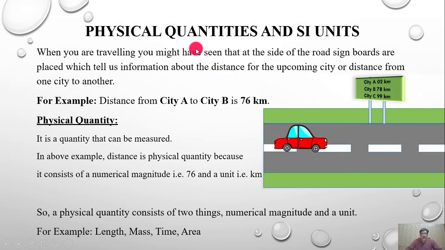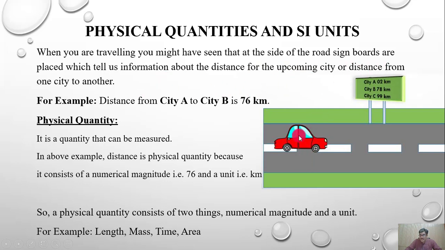Now we will talk about our second objective, that is physical quantities and SI units. Before going into the statement of physical quantities, let's discuss one example. When you are traveling, you might have seen that at the side of the road, signboards are placed, which tell us information about the distance to the upcoming city or the distance from one city to another.